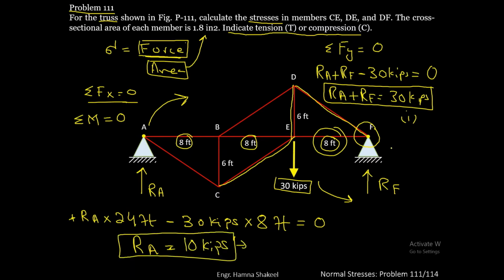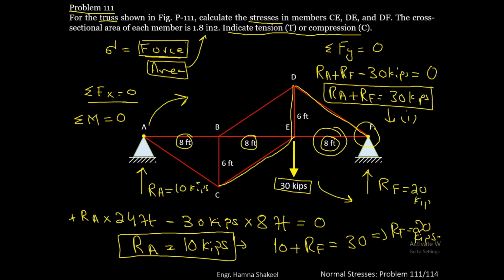Plug this value in equation number 1 here and you will get 10 plus Rf equals to 30. This gives you a value of Rf equals to 20 kips. So you have got Ra equals to 10 kips and Rf equals to 20 kips. Now we can move on to the next step, that is to find the forces developed in members CE, DE and DF.